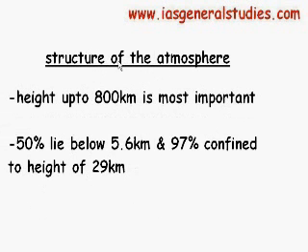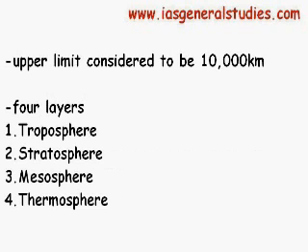Fine. Now we are going to study about the structure of atmosphere. The height up to 800 km is the most important. 50% lie below 5.6 km and 97% confined to the height of 29 km. So we are going to study about the atmosphere, and the height up to 800 km is most important, but 50% of the atmosphere, entire atmosphere, lies below 5.6 km and the 97% confined to the height of 29 km. Now the upper limit is considered to be some 10,000 km.